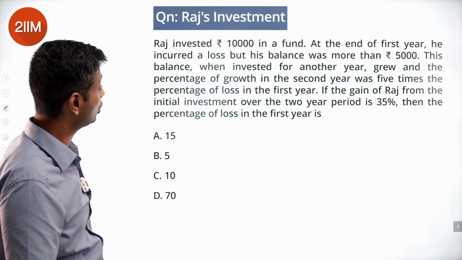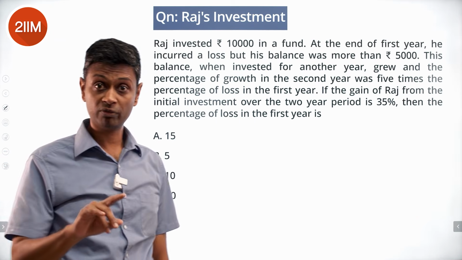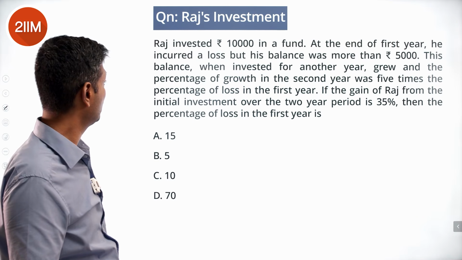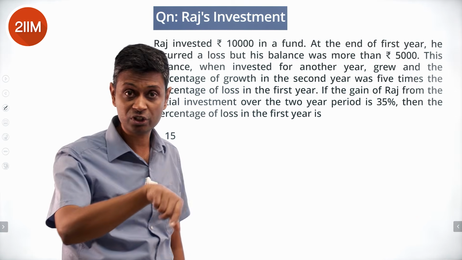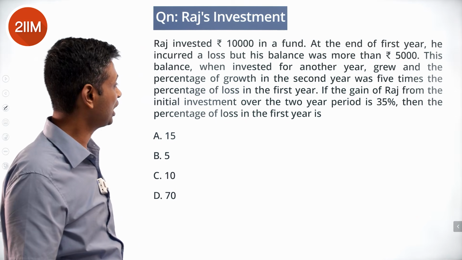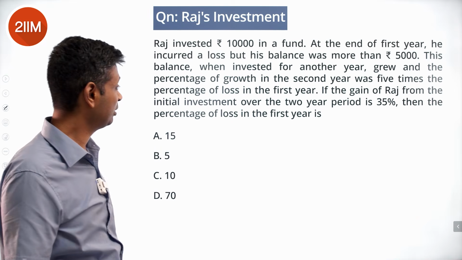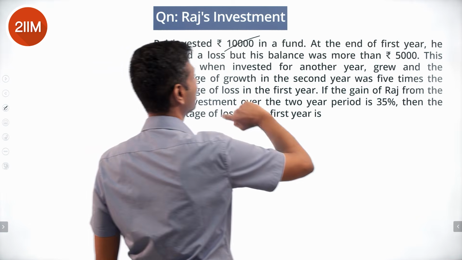Raj invested rupees 10,000 in a fund. At the end of the first year, he incurred a loss, but his balance was more than 5,000. This balance, when invested for another year, grew, and the percentage of growth in the second year was 5 times the percentage of loss in the first year. The gain of Raj from the initial investment over the 2-year period is 35,000. Find the percentage of loss in the first year.